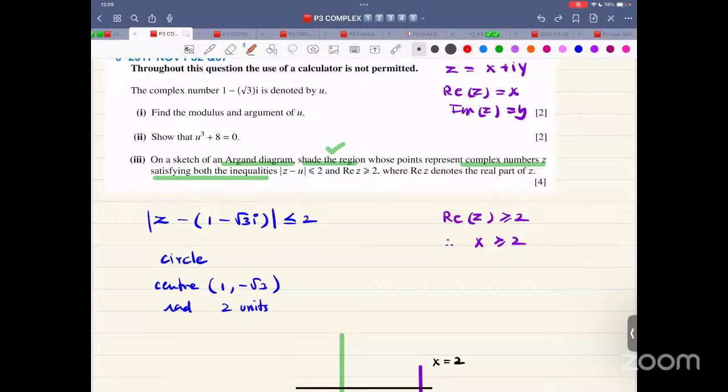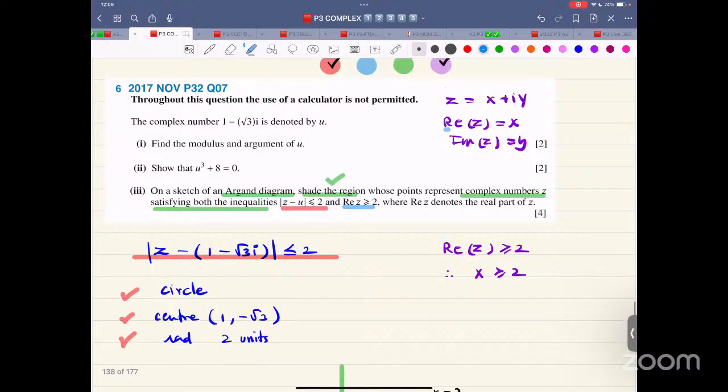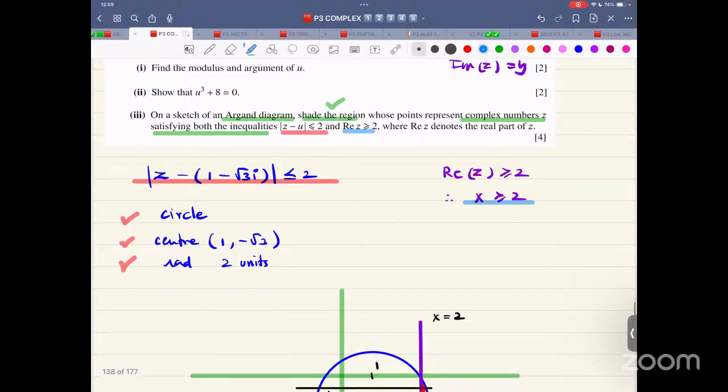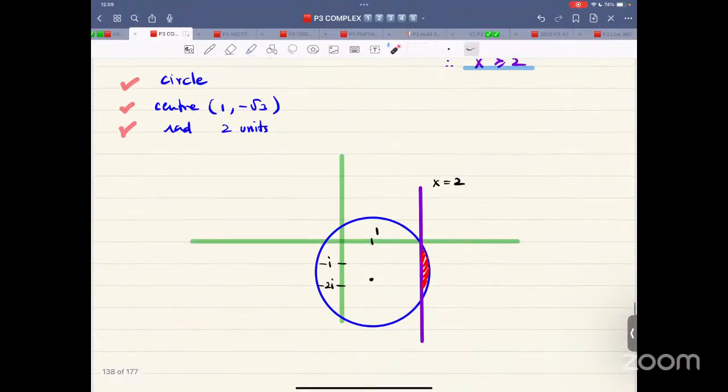So now this one, z minus u modulus is less than or equal to 2. That is a circle, center, radius, inside, solid. This one is real part of z is greater than or equal to 2. So real part of z is x. That means x is greater than or equal to 2. This is a vertical line. So now this is greater than 2. That means it should be on the right-hand side. And it's inside the circle, very realistic diagram. So the small segment over here, that is the shaded region.